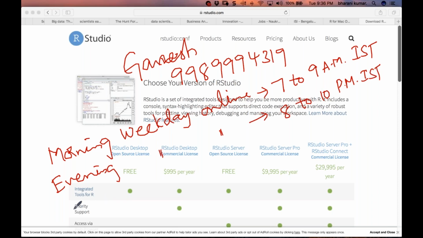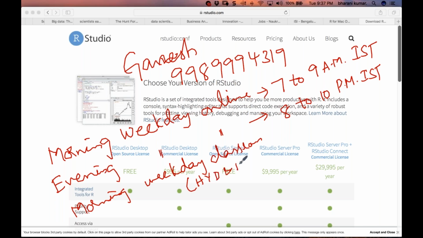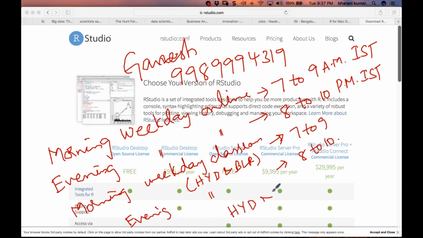We also have morning weekday classroom training, but this is only in Hyderabad and Bangalore, which will be from 7 to 9 a.m. And we have evening weekday classroom in Hyderabad and Bangalore from 8 to 10. We also have classroom trainings in Hyderabad and Bangalore which will happen from 9 a.m. to 12 p.m. But this batch is not confirmed yet.